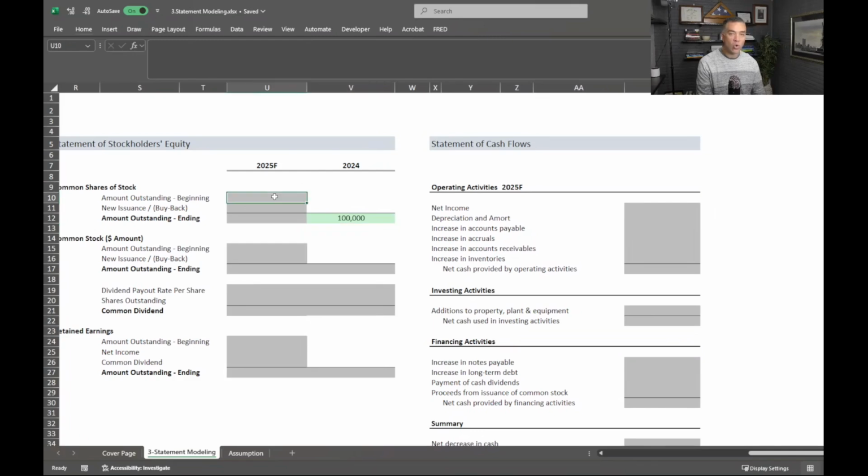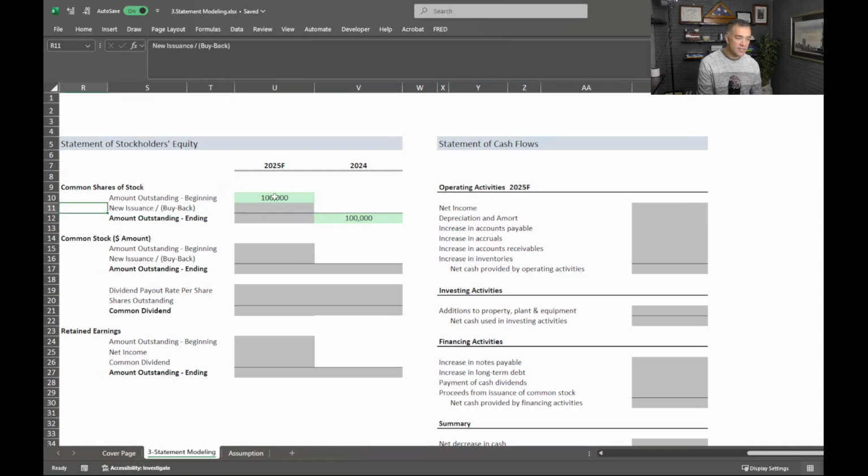And this is called the corkscrew technique. The ending balance of the previous year becomes the beginning balance of this year. And it makes sense, right? I'm bringing in 100,000 shares. Now we have to calculate this. We have an issuance. My assumptions page would typically show that, but we're going to calculate this in a different way. How do we find out whether we issued new stock? Did we raise money? Well, I need to find out.